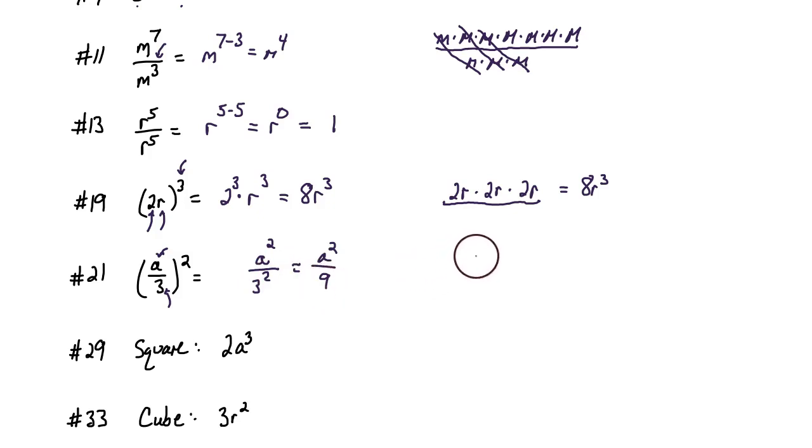Over here on the side, let's justify that. A over 3 to the second power means a over 3 times another a over 3. When you multiply these together, hopefully you see why that would be a squared on top and 3 squared on the bottom.